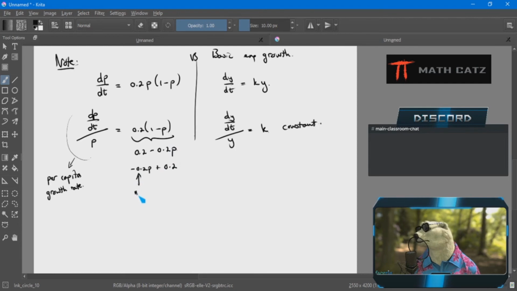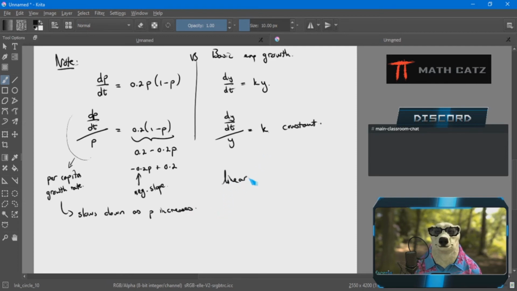You see here we have a negative slope, meaning that the higher p goes, the lower this right-hand side becomes, the slower the per capita growth rate is. The per capita growth rate slows down, or the growth rate slows down as p increases. So it's a little bit more general.